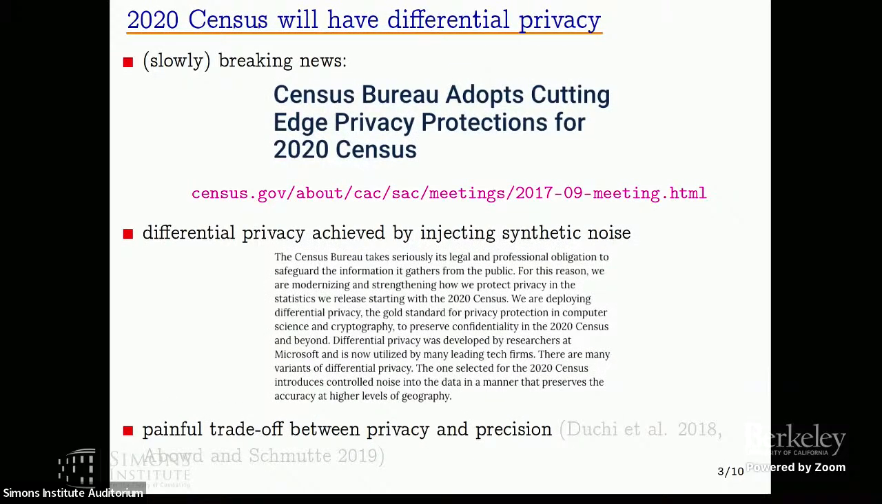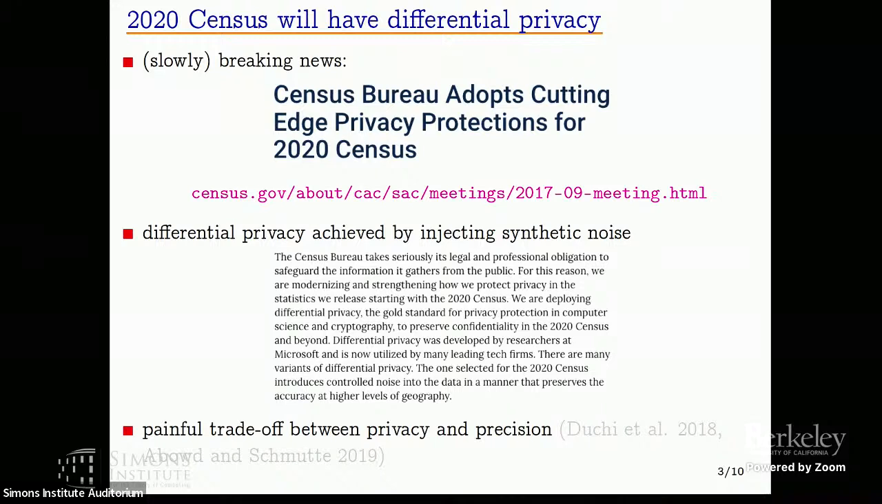Some slowly breaking news is that starting with this census, it'll be published with differential privacy. And I'd like to read an excerpt from the census website. They say, "We're deploying differential privacy, the gold standard for privacy protection in computer science and cryptography, to preserve confidentiality in the 2020 census and beyond. There are many variants of differential privacy. The one selected for the 2020 census introduces controlled noise into the data in a manner that preserves the accuracy at higher levels of geography."